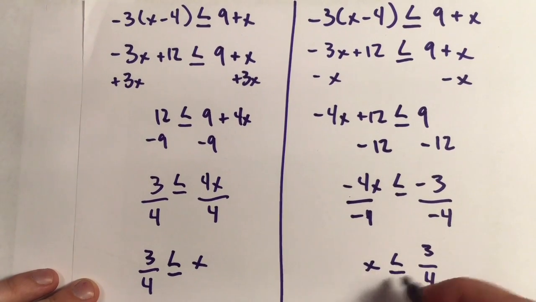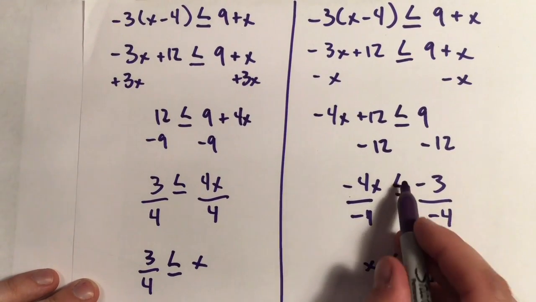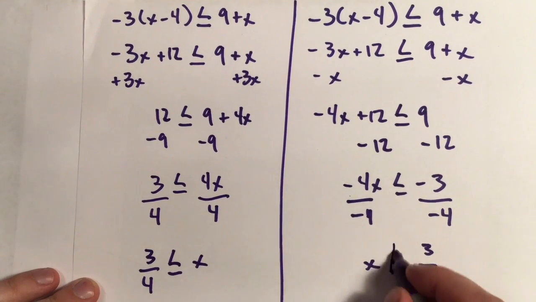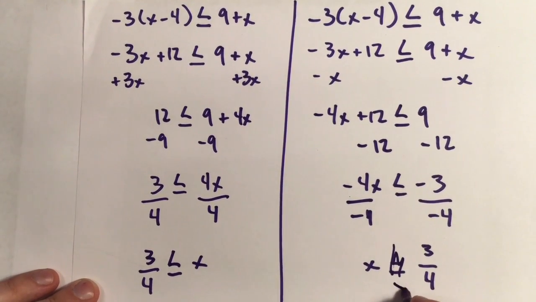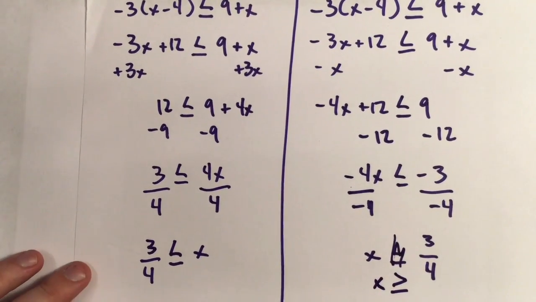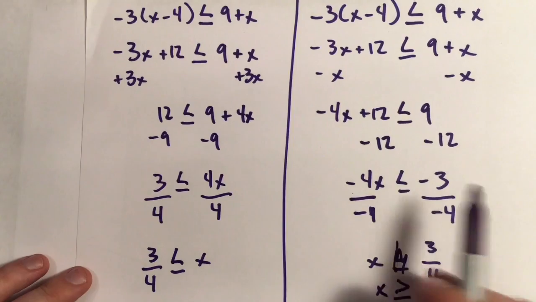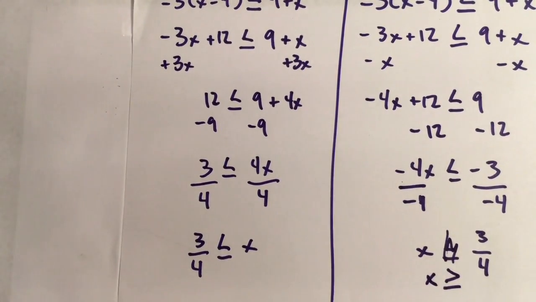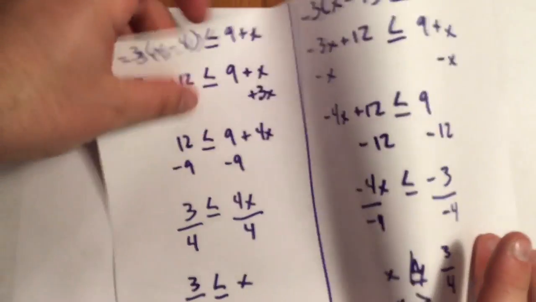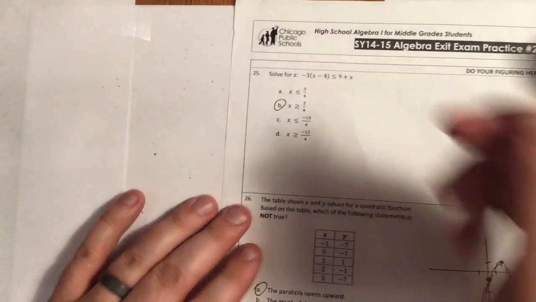So this is not correct because, since I did this here, this symbol has to flip to that to make it still be true. I hope that helps show the reason. But just remember, if I divide or multiply across an inequality by a negative, I have to flip the symbol. So what answer was that? That was 25. That was this guy here. Perfect.